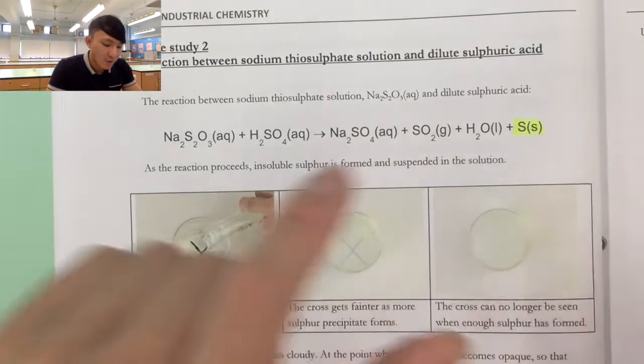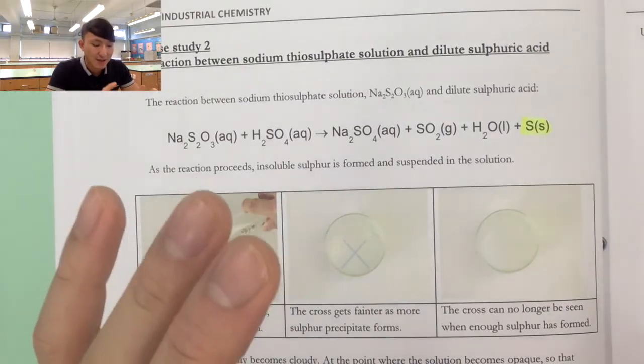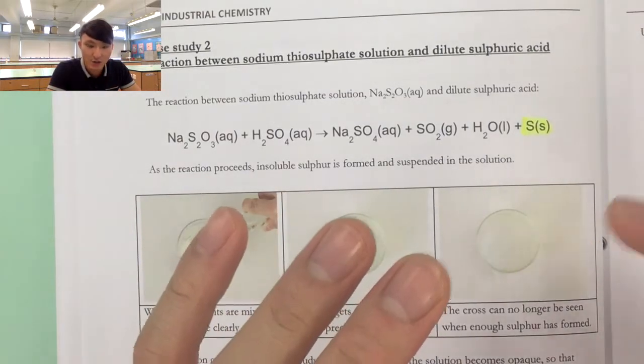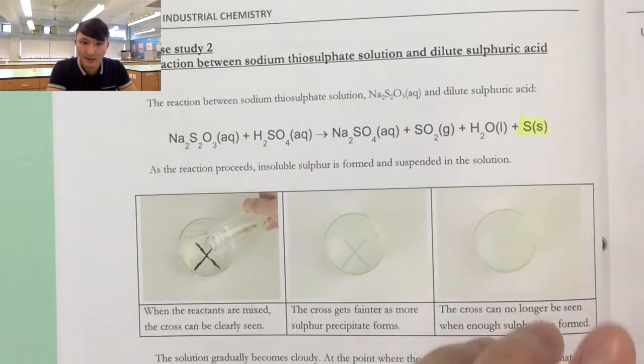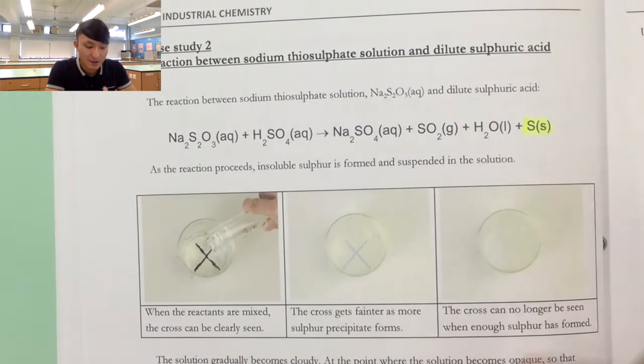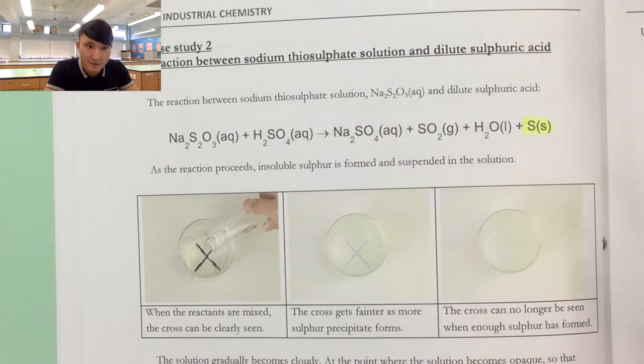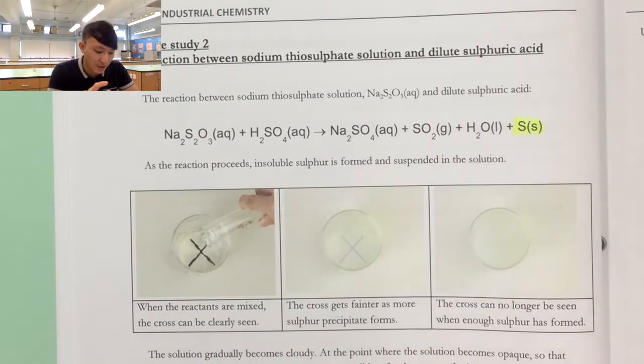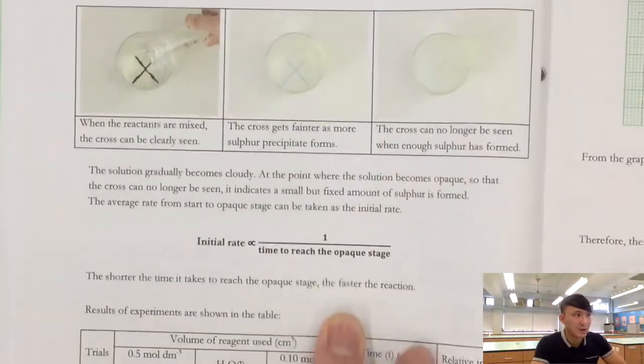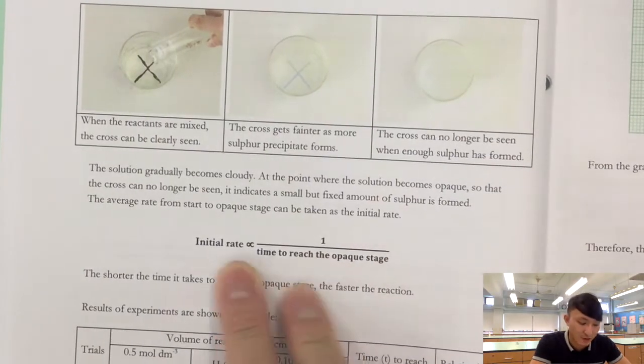Okay? Now, the time it takes for the reaction to complete, by complete that means the cross being masked, the time it takes for the reaction to complete is inversely proportional to the rate, because the shorter the time it takes, the faster the rate. So we use 1 over T, down here you can see, we use 1 over T to represent the rate.